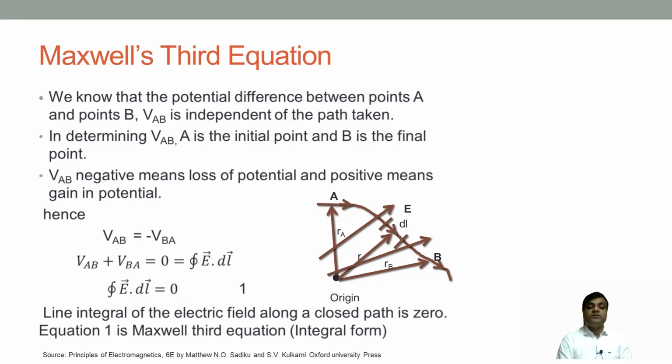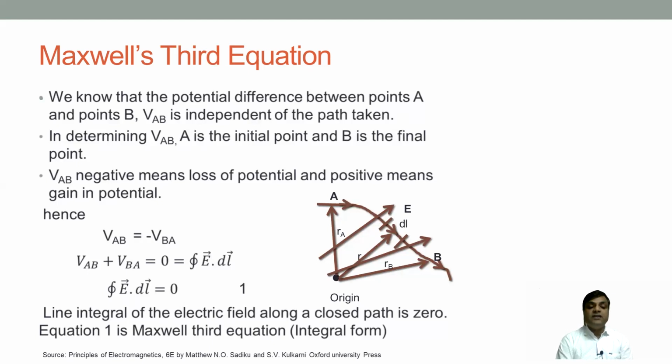So if VAB is positive, VBA is negative, and whether VAB is positive or negative, it simply means either a loss of potential or a gain in potential. The negative sign indicates the loss of potential and the positive sign indicates the gain in potential. So in the closed path, we can easily write VAB is equal to minus VBA. It means VAB plus VBA is equal to 0. Similarly, VAB and VBA can also be written as the integral of E dot dl, which means the integral of E dot dl is equal to 0.